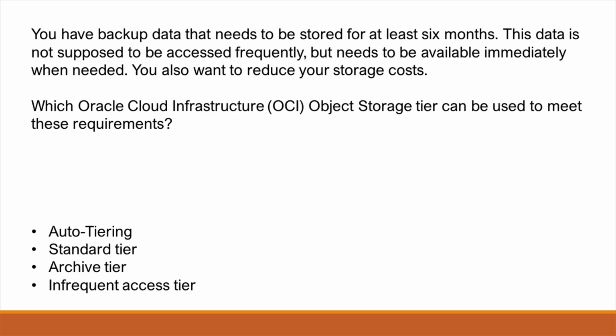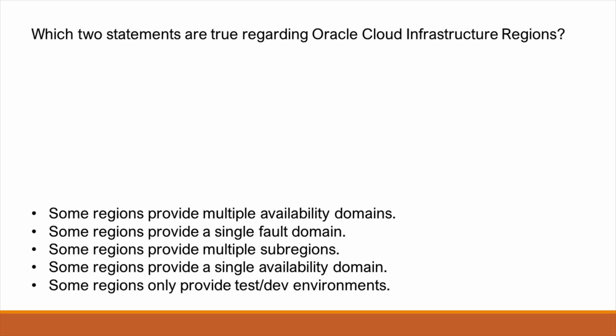Correct answer for this question is option 4, infrequent access tier, because in this option we can get data immediately when needed with a low fee, and it will save huge storage cost. Let's talk about this question.